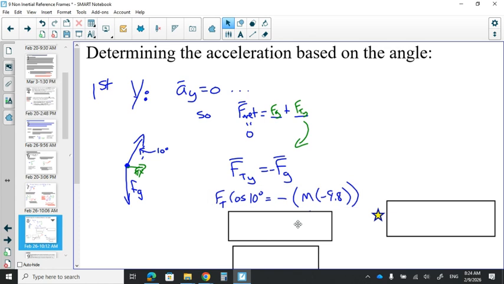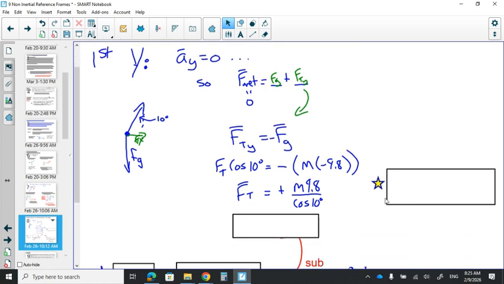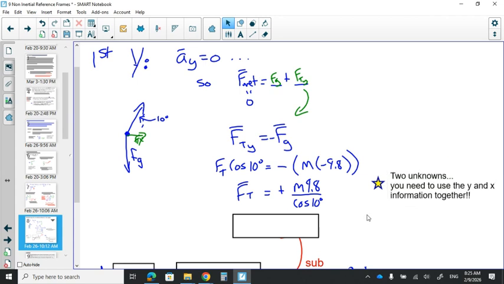And then you have some things here. So we can get the tension force would be just the cosine of the 10 degrees times that tension force. So tension force in the y direction is Ft cos 10. We have the force of gravity is m times negative 9.8. Now notice that the gravity force is down, and then we're subtracting that to the side. So we are getting a correct double negative situation going on here. And so we end up with the tension force being m times 9.8 divided by cos of 10.